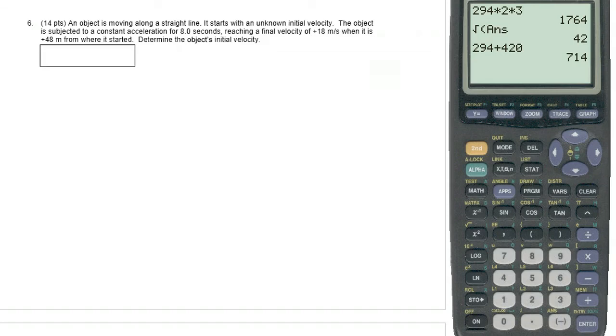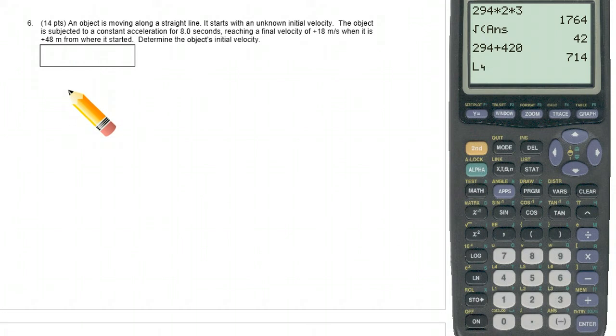In number 6 here, we have an object moving along a straight line. It starts with an unknown initial velocity, constant acceleration, and reaches a final velocity when it's 48 meters from where it started. Determine the object's initial velocity. We've worked a lot of one-dimensional constant acceleration problems. Asking for the initial velocity is a little bit different, but we work it exactly the same way.